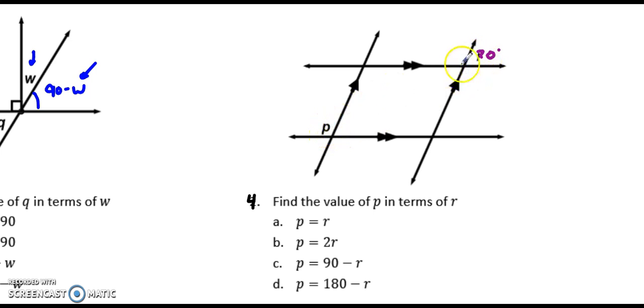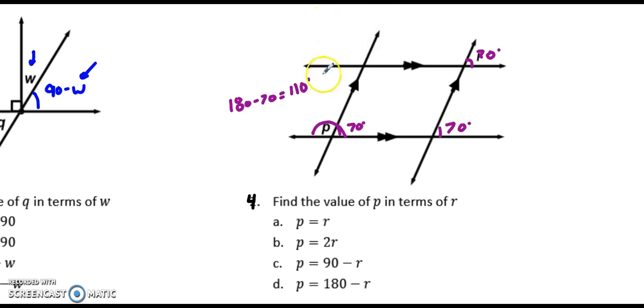What will p end up being? Well, if that's 70 degrees, I know that this angle will also be 70 degrees because these are corresponding angles. In addition, this angle will also be 70 degrees, again because these two angles are corresponding. Notice the parallel lines. Then from 70 to p, I know that these two are a linear pair. They are supplementary, or in other words, they'll add to 180 degrees. So I have to do 180 minus 70, and that'll be 110 degrees.